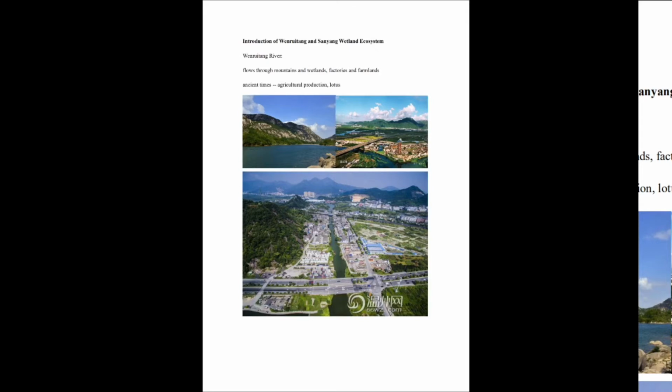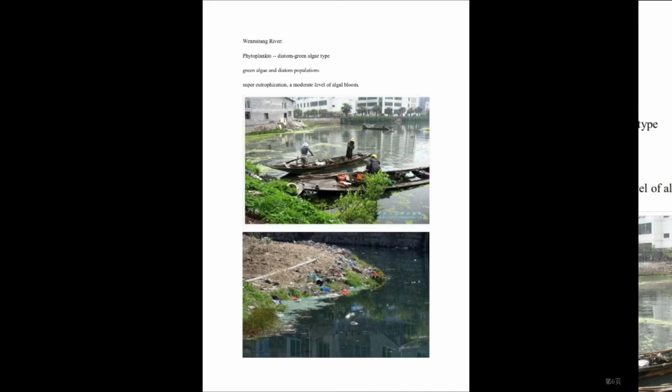In ancient times, Wenruitang River was mostly used for agricultural production, and people planted a lot of lotus in it. The main function of Wenruitang River is irrigation and water transportation, as well as providing production and living water for surrounding residents and factories.